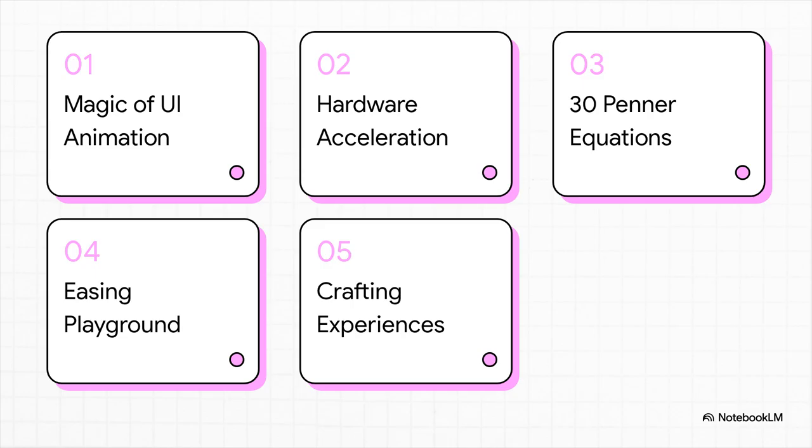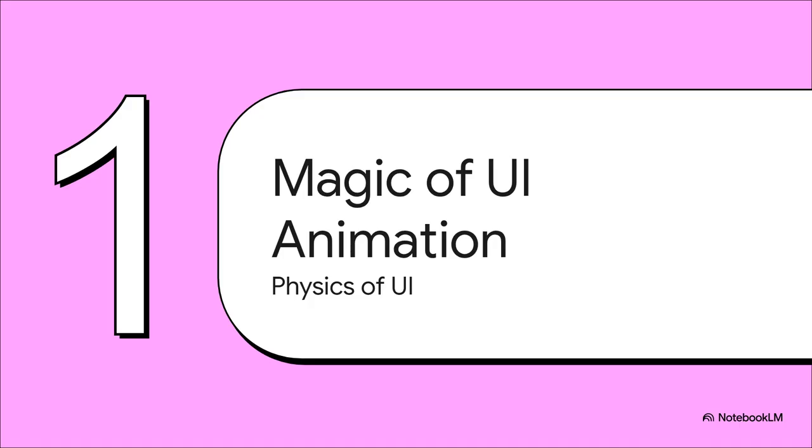Here's a quick look at our roadmap for today. We'll start with the magic of UI animation. Then, pop the hood on hardware-accelerated B4X performance. After that, we'll break down the 30 Penner equations, check out the interactive easing playground, and wrap up with crafting better user experiences. All right, let's kick things off with Section 1, the magic of UI animation.